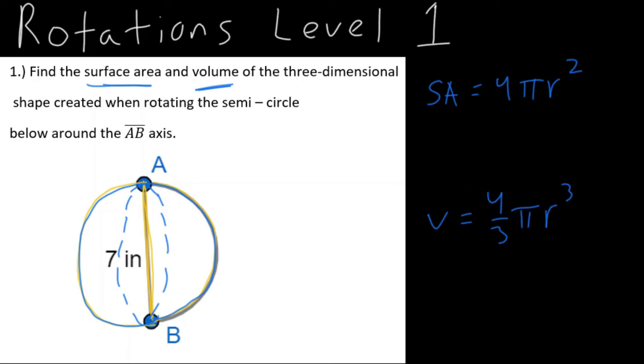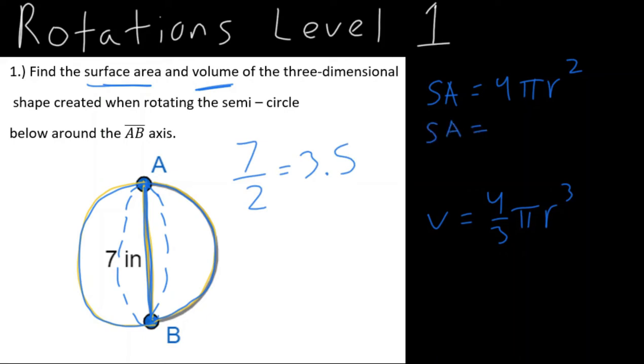Now, the only thing that we have to do in order to begin this problem is simply find out what the radius is. Well, notice this line AB connects one edge of the semicircle or sphere to the other, and it goes through the center. So we know that 7 is in fact the diameter. And just remember that to go from the diameter to the radius, you simply divide by 2. So 7 divided by 2 will give us 3.5, and we simply plug that in.